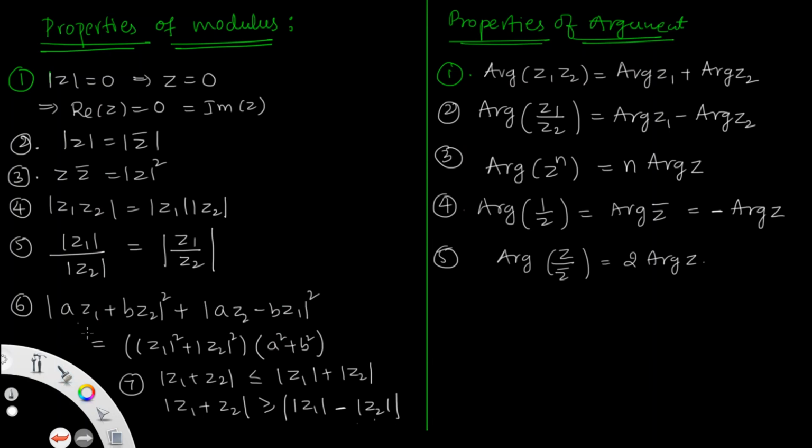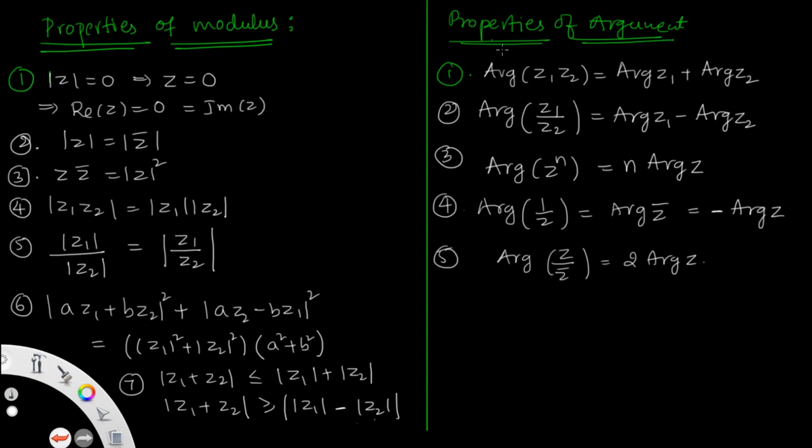Another formula: modulus of AZ1 plus BZ2 whole square plus modulus of AZ2 minus BZ1 whole square equals mod Z1 square plus mod Z2 whole square into A square plus B square. Also, mod of Z1 plus Z2 is less than or equal to mod of Z1 plus mod Z2, and mod of Z1 plus Z2 is greater than or equal to mod Z1 minus mod Z2.